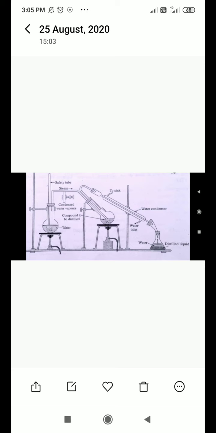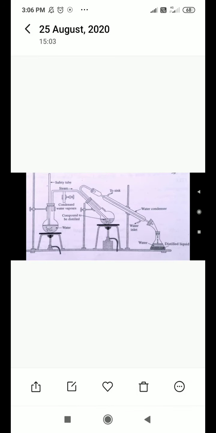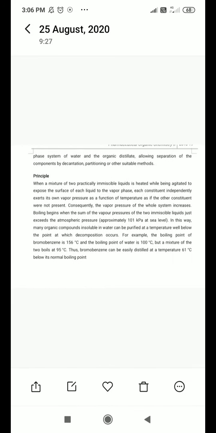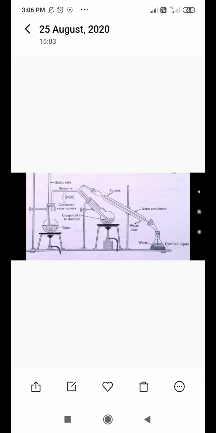After completion of this video, we will get to know the theory of steam distillation, the assembly, meaning how the apparatus is arranged for steam distillation, then the procedure of steam distillation and the applications of steam distillation. These are all points to be understood by you after completion of this video. Now we'll start. First we will discuss the steam distillation apparatus.